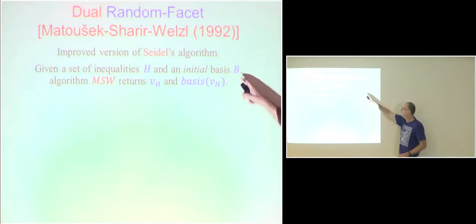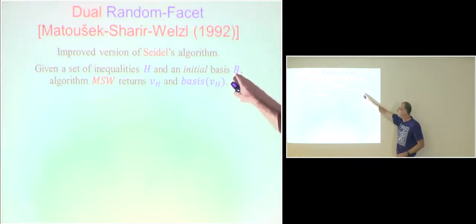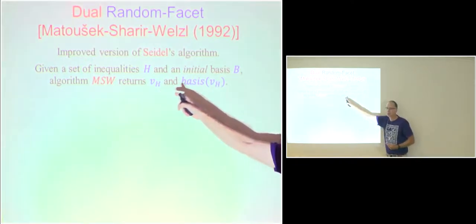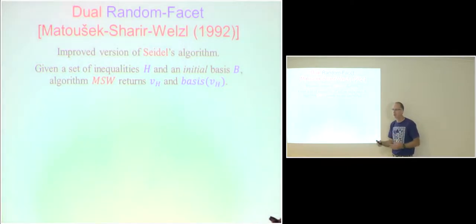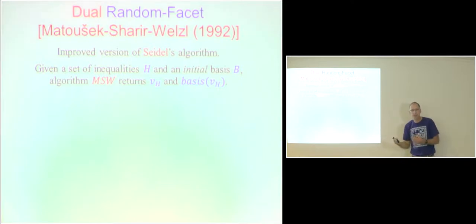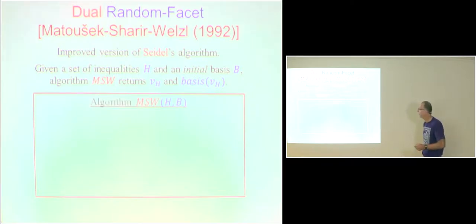Now, note that no matter which initial basis we start with, we always get the same solution, but the quality of the initial basis has a large influence on the running time of the algorithm. And the main point is that we would start the second recursive call using a basis that we obtained from the first recursive call, and hopefully this would be a good starting point for the second recursive call. Okay, so here's the algorithm.